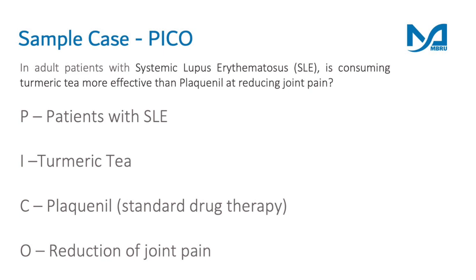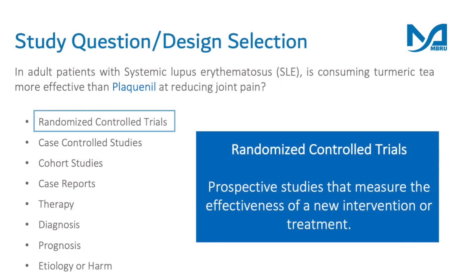P. Patient, population, or problem. Patients with SLE. I. Intervention, prognostic factor, or exposure. Turmeric tea. C. Comparison of intervention. Plaquenil. Standard drug therapy. O. Outcome you would like to measure or achieve. Reduction of joint pain.